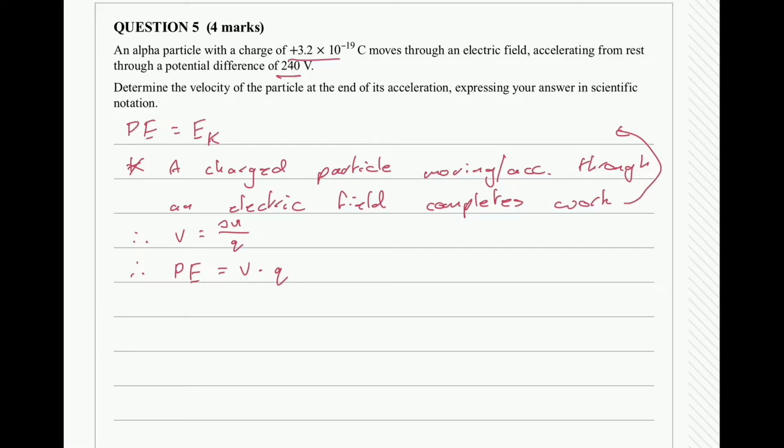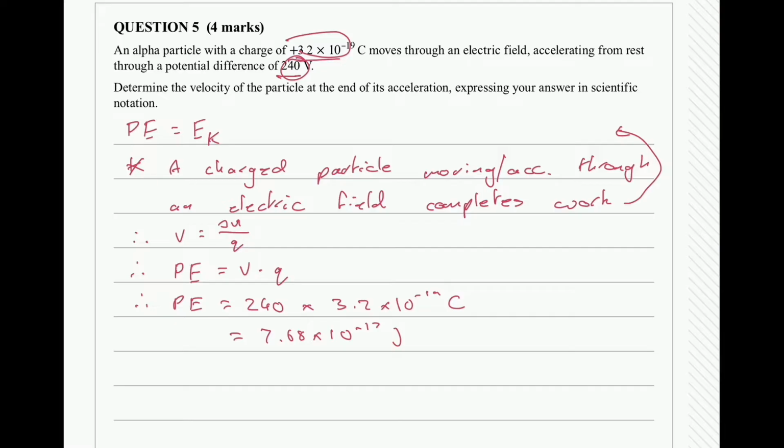Depending on whether the question has given you a statement in different units, it's important to think about that. But in this case, we are just working out our potential energy. So that is going to be our voltage that we've underlined at the top, 240, multiplied by our positive charge of 3.2 times 10 to the negative 19 coulombs. So we end up getting 7.68 times 10 to the negative 17 joules.